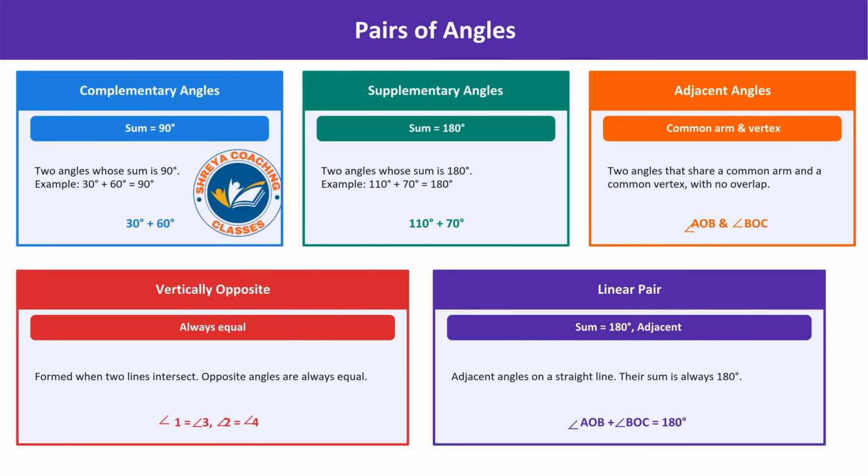Finally, we have the linear pair. A linear pair consists of two adjacent angles lying on a straight line. Since they form a straight angle, their sum is always 180 degrees.